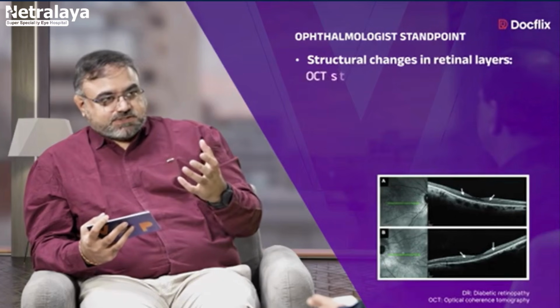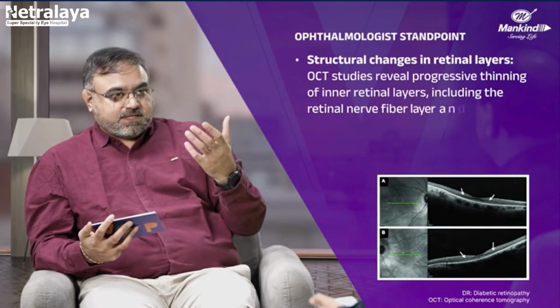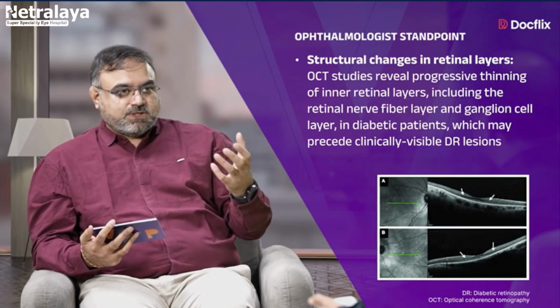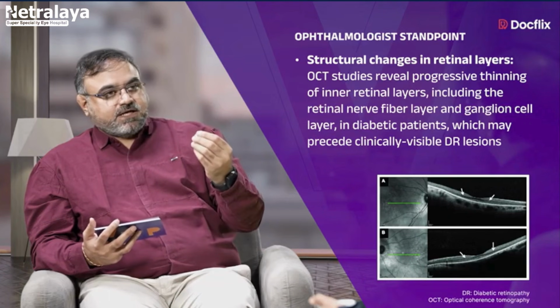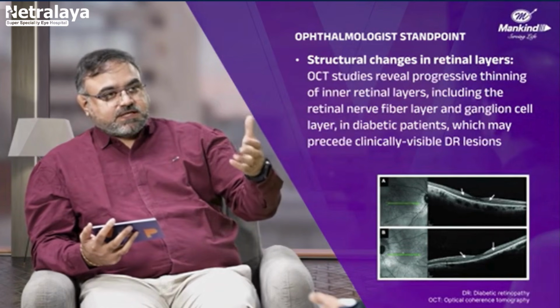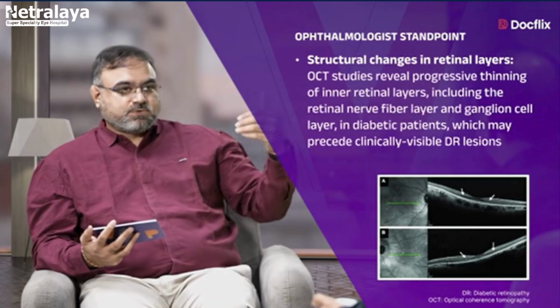So diabetic retinal neurodegeneration is a really hot topic right now, and a really new thing. With the advancement in OCT, we are able to see a lot more things which we were not able to see before. If we look at the inner retinal layers, like the ganglion cell layer and the retinal nerve fiber layer, these layers get thinned out at the start of the disease, even before any diabetic retinopathy lesion is seen on the retina. We are able to see thinning of these layers in OCT.